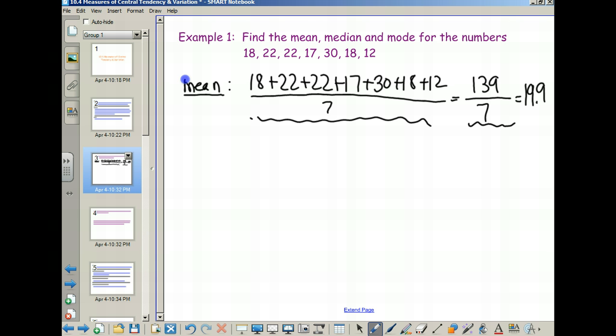The average, in terms of the mean, for the 7 numbers is 19.9. This kind of looks like ACT scores to me. Certainly in that ballpark. All right, median now.